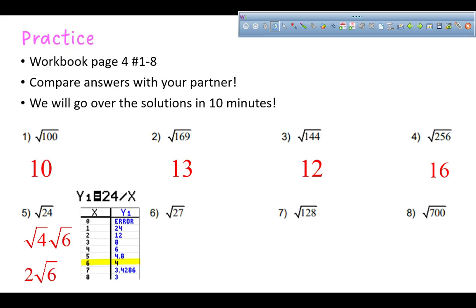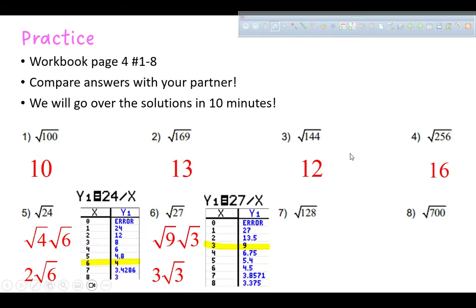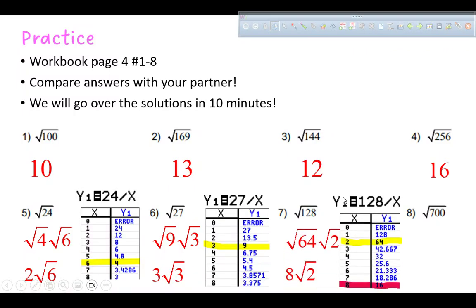I'm just showing the table and what I was looking at there. What perfect square did you get that divided into 27? 9. Right? So this one's 9 and 3. What perfect square went into 128? 64. And then next to 64 would be a 2. Just be careful. I'm showing you in the table. You could have picked 16 and 8 too, and you would have been partially correct. Okay, but not fully correct.